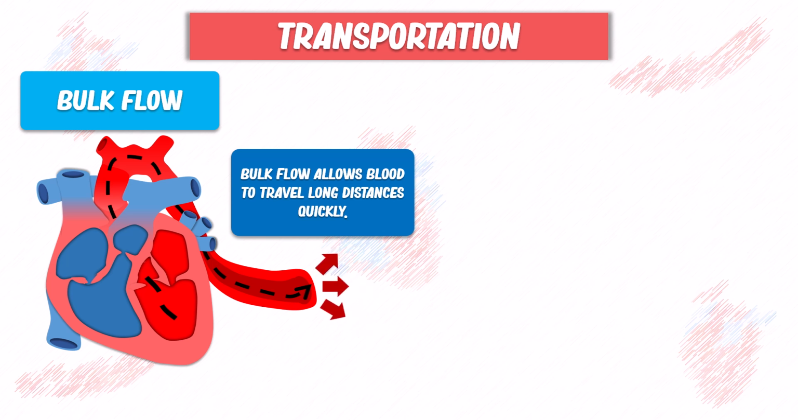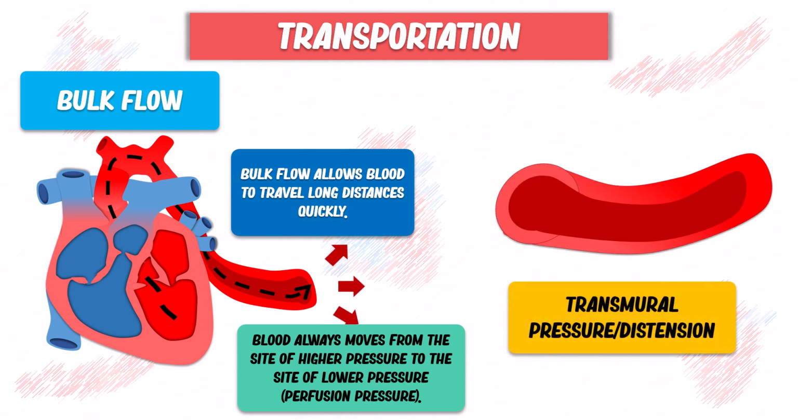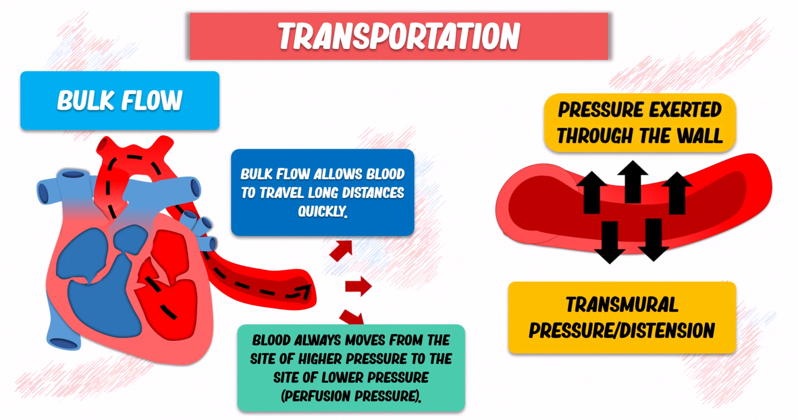For blood to move from one place to another, there must be a pressure gradient. Blood always flows from an area of higher pressure to one of lower pressure. This is referred to as perfusion pressure. Another type of pressure within the blood vessel is transmural pressure or distension pressure, which is the difference between the pressure inside the vessel and the pressure of the surrounding tissue. If the vessel ruptures, the blood spills out due to this transmural pressure.